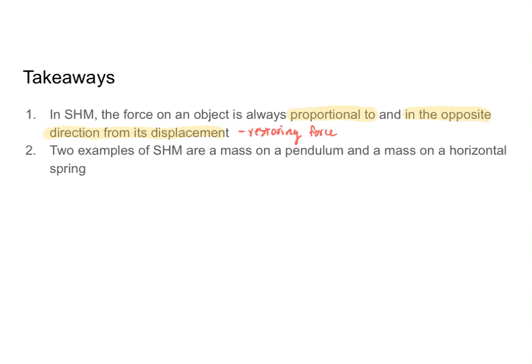Second takeaway is that two examples of simple harmonic motion are a mass on a pendulum and a mass on a horizontal spring, because in both cases, the restoring force is directly proportional to the displacement of our object.